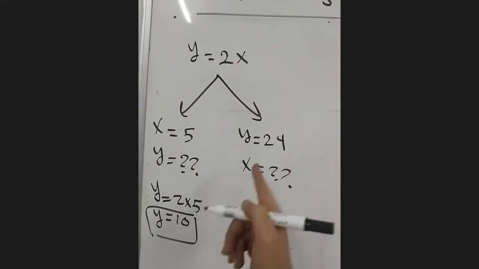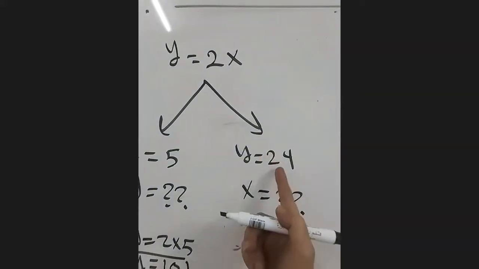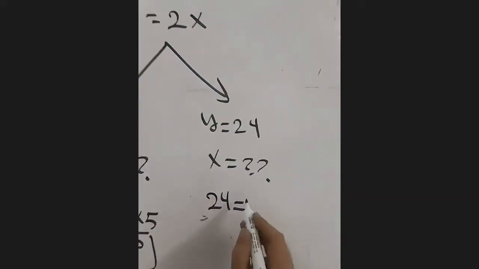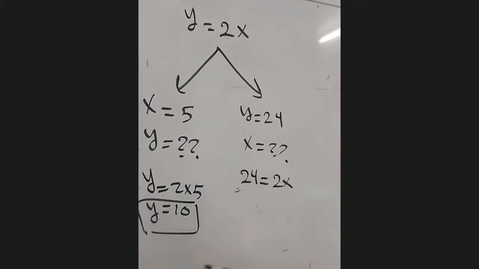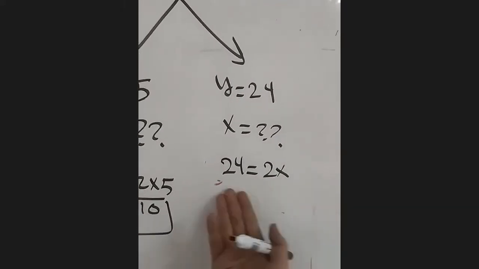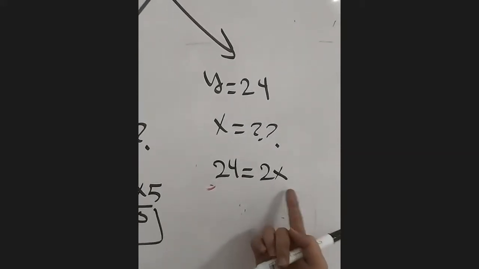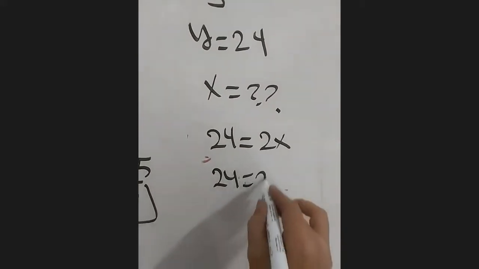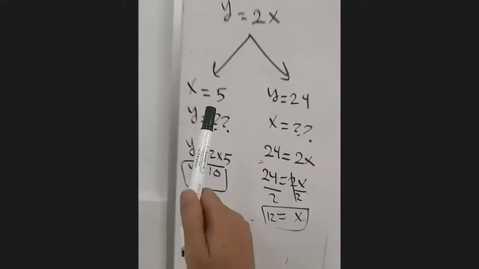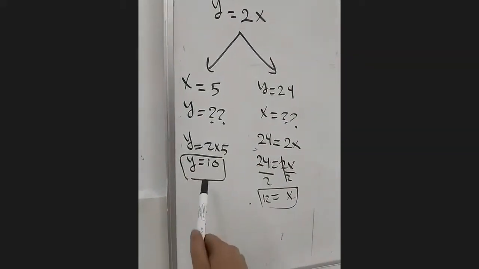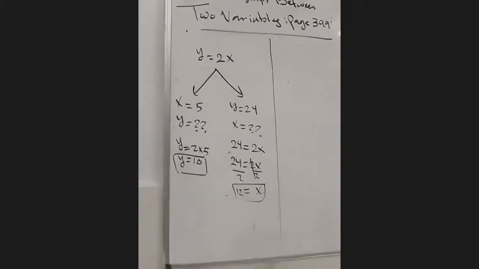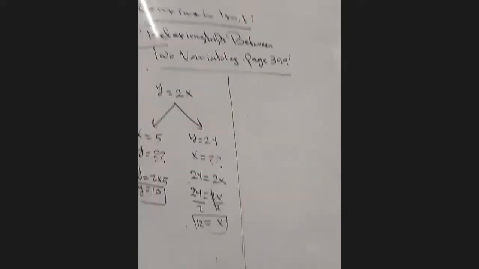Let's do this one. If y equals 24, what's x? Replace y by its given value, so 24 equals 2x. Now in chapter 6, we took 4 types of equations: multiplication, division, addition, subtraction. This one is a multiplication equation. Solve it to find x. Rewrite it. Divide both sides by the coefficient. x will be 12. So here I gave you x, you find y. I gave you y, you find x. This is the idea, okay?